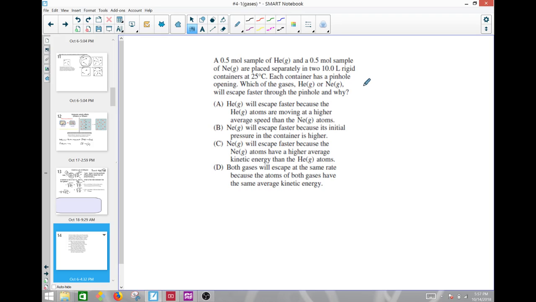Okay, now again, take a moment, pause the video, and take a look. Okay, so the answer here is that the faster moving particle is the one that's going to effuse faster. This happens to correlate to the one that's got the smallest mass. Therefore, helium is going to effuse or diffuse, in this case it's diffusing faster. All right, so this one's out, this one's out, this one's out, and this is the only one left.